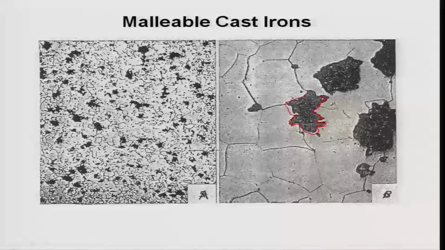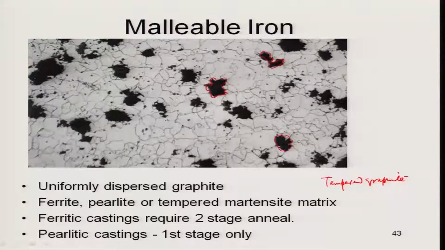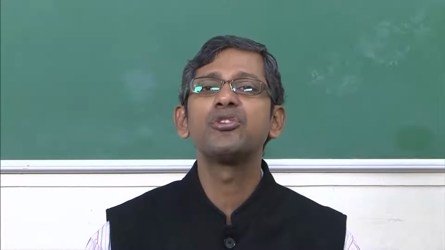How? The way we create the matrix depends on the heat treatment schedule. As I told you, I take a white iron of the same composition as grey iron, 3.5 to about 4% carbon, silicon about 1 to 2.5%, and cool it very fast to form a white iron. Now, you anneal at 850 degrees Celsius. If you anneal for a shorter time, let us say about 24 to 48 hours, that is a shorter time. If you anneal for that time, then what will happen?